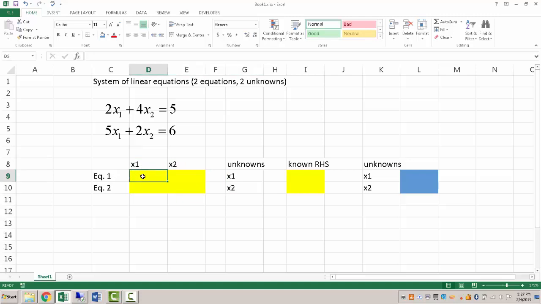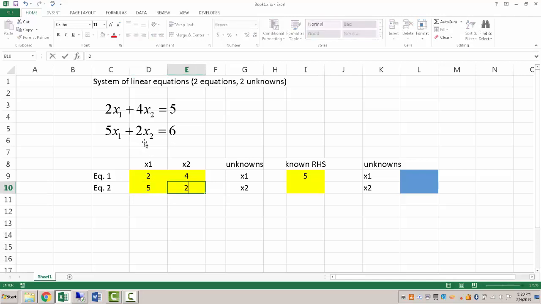So if we look at equation 1 and find the x1 variable, the coefficient is 2. For x2, the coefficient is 4, and then the right-hand side is 5. I'm going to format these a little bit and center them up. So for equation 2, the coefficient for x1 is 5, the coefficient for x2 is 2, and then the right-hand side is 6.